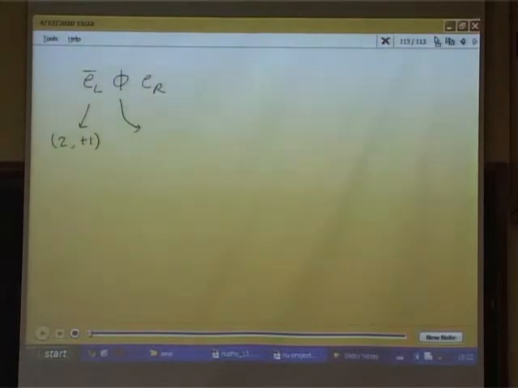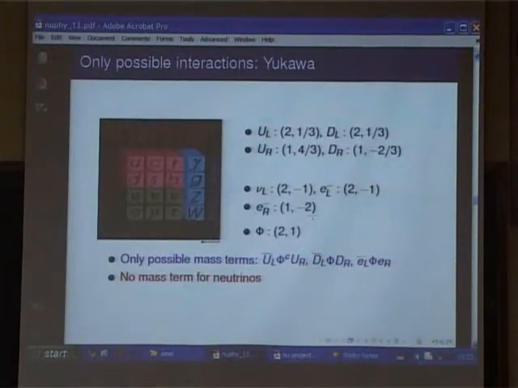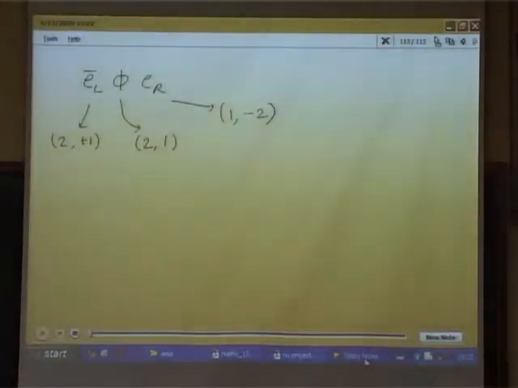If you look at phi, phi is also a doublet, and its hypercharge is plus 1. E_R is the singlet, and its hypercharge is minus 2. Now, the first simple thing to check is that the hypercharge addition can become 0: plus 1, minus 2, that's 0.